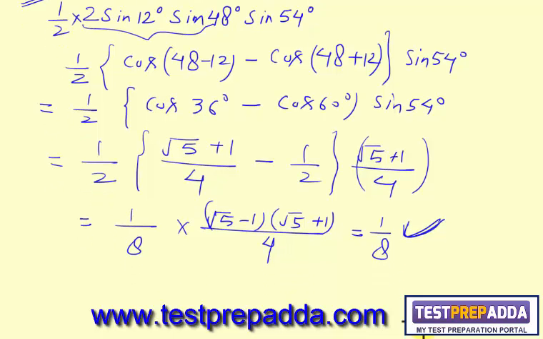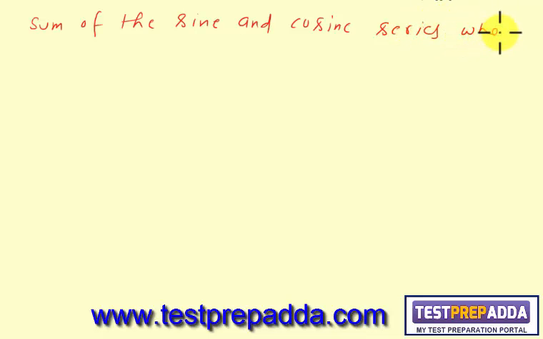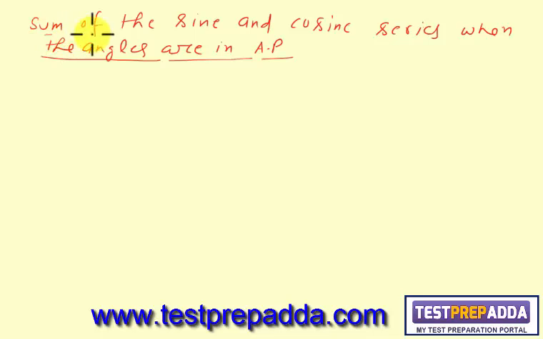Now I'm going to use the trigonometric transformations to explain a very interesting result, that is the sum of the sine and cosine series when the angles are in AP. Angles are in AP.